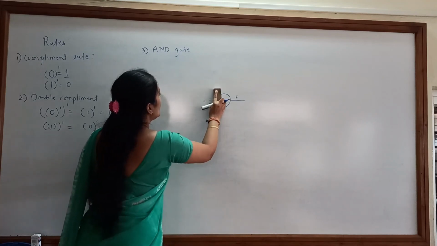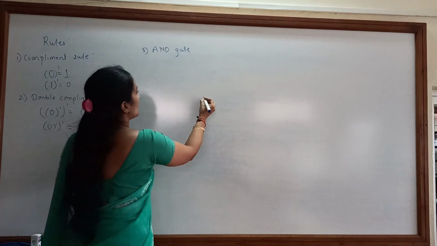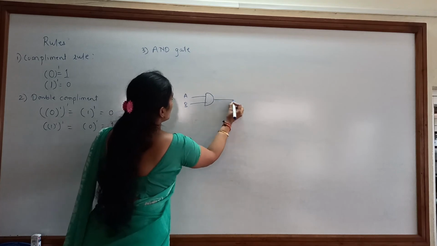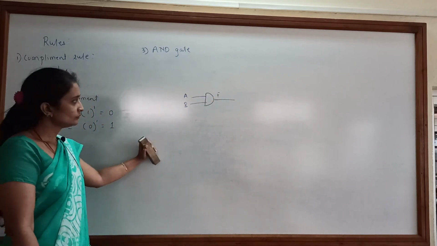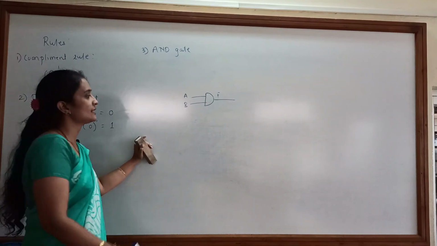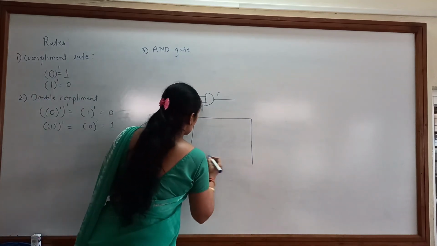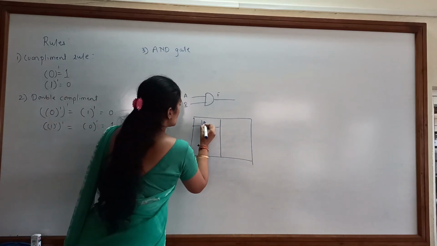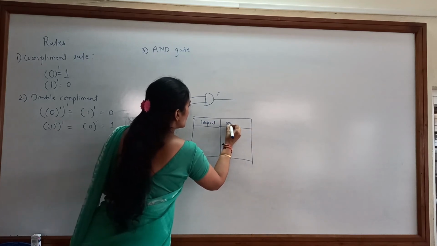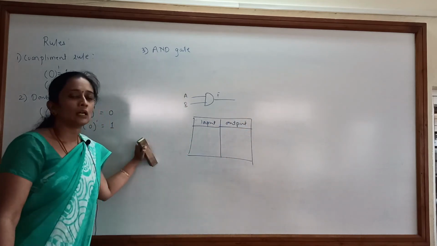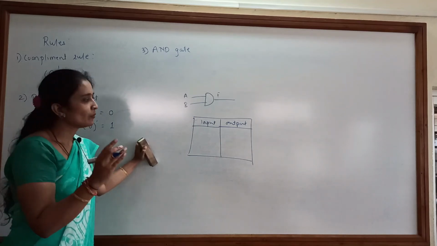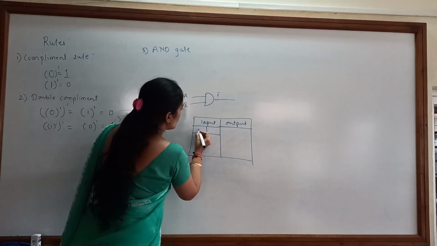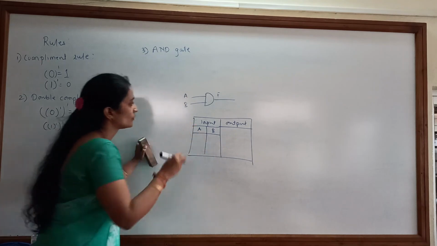Now, for time being, I will take only 2 inputs. For AND gate, I will take 2 inputs, A and B, and 1 output, F. For possibilities, I will take one truth table. In a truth table, 2 parts will be there. First is input and second is output. There will be only one output column, but you can take any number of input columns. How many inputs are there in our diagram? 2, A and B. 2 inputs are there.